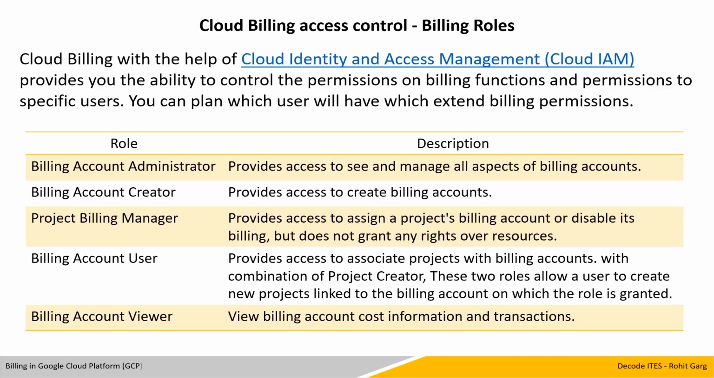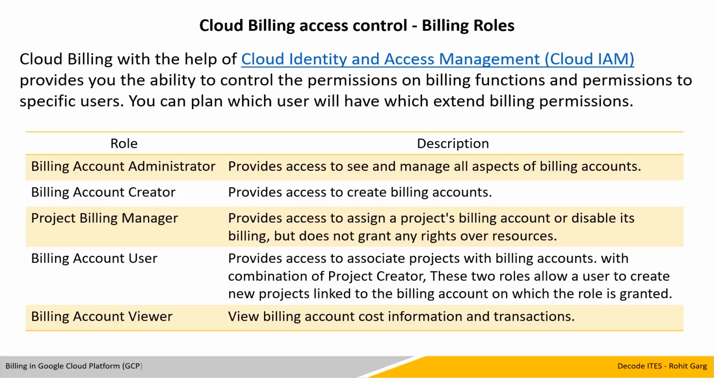One is billing account administrator. This is the administrator which can do anything in your billing account. It can create a new billing account, delete all billing accounts, edit billing accounts, everything it can do in the billing account section of your Google Cloud Platform account. Second is billing account creator. It can create new billing accounts in your GCP account but can't modify the existing ones.